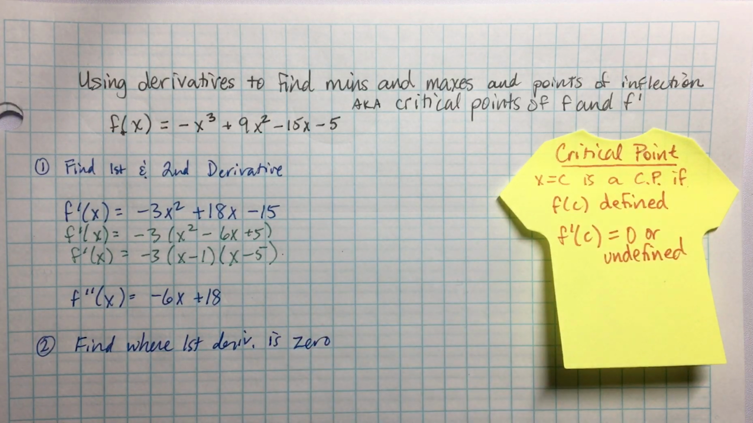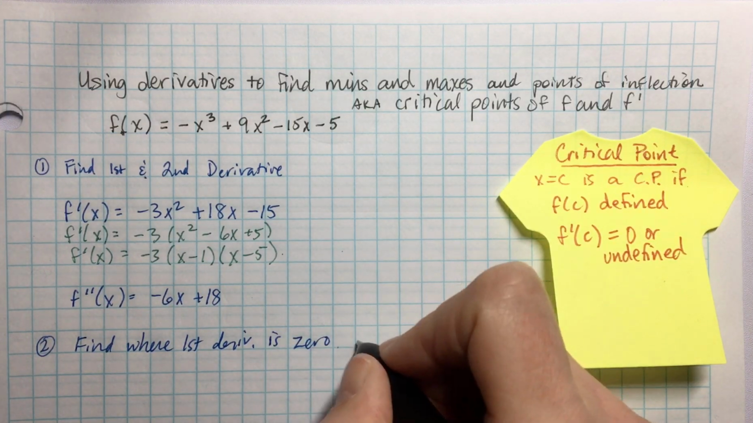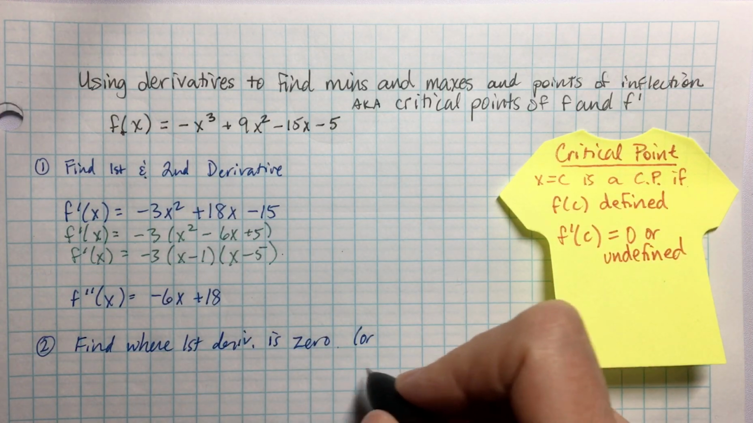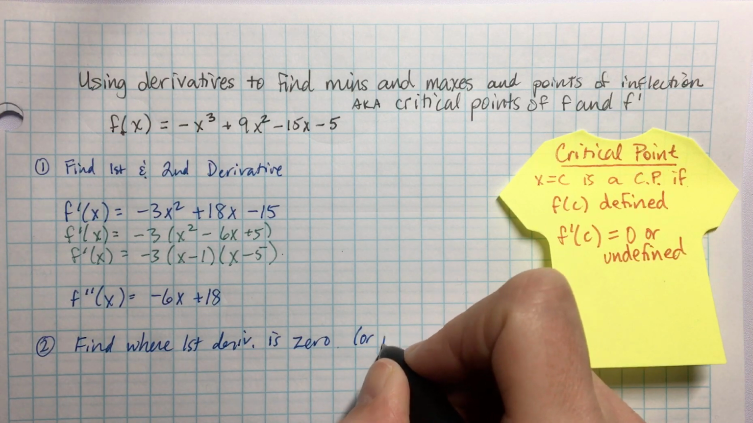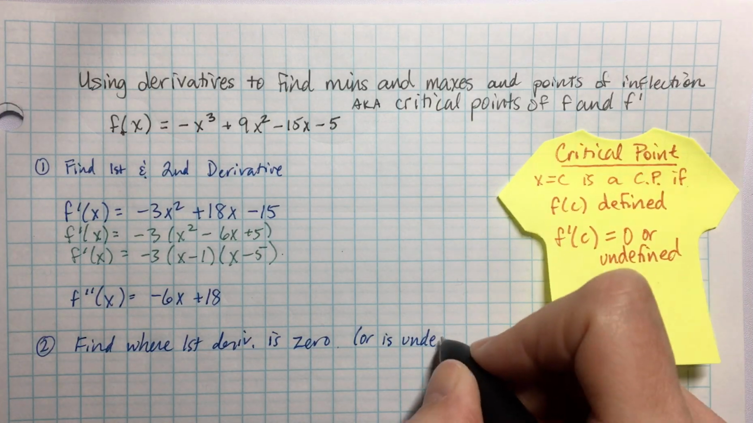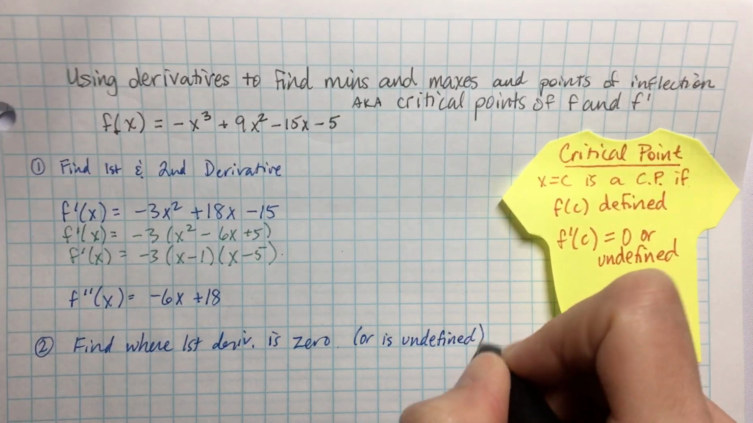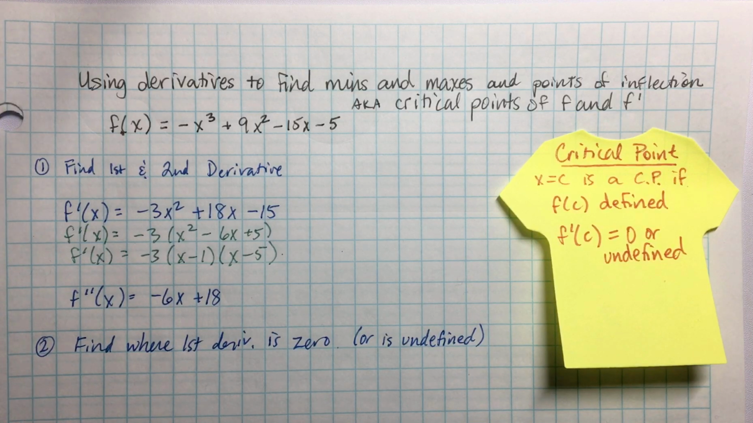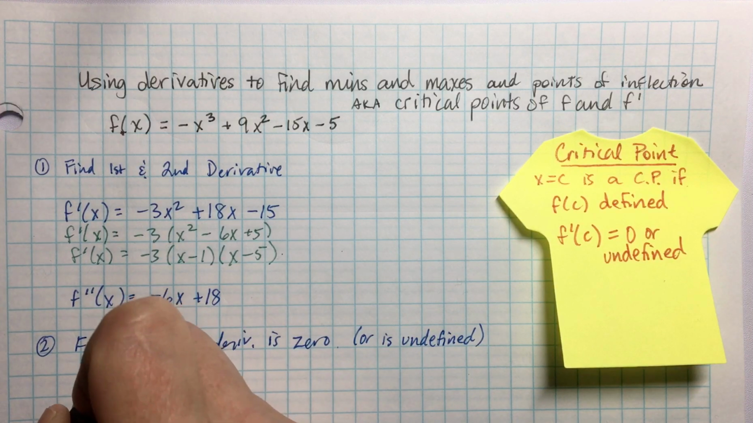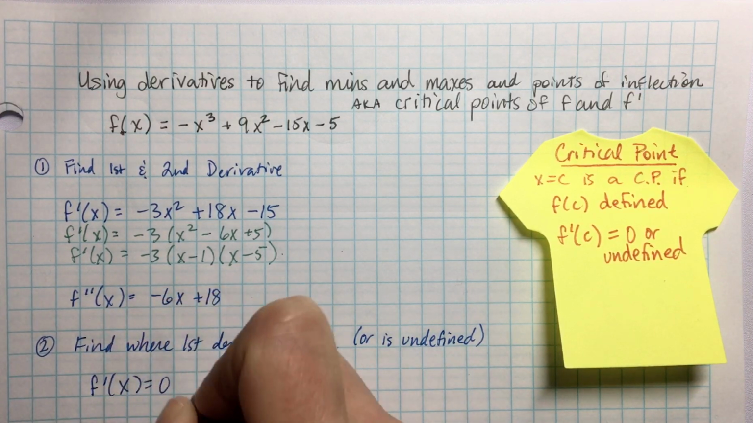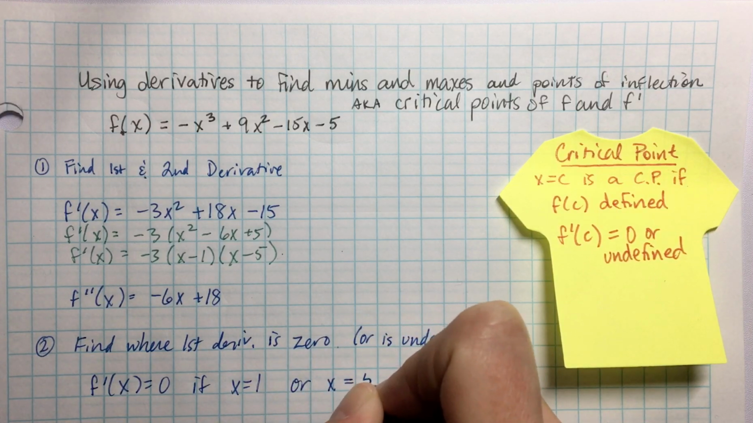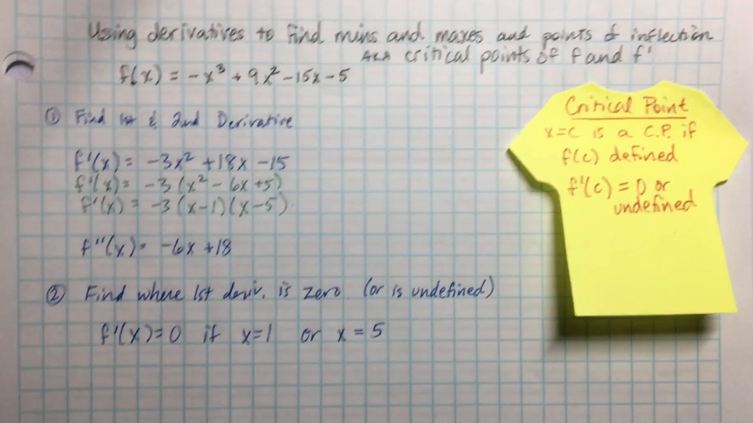And that also could be where the first derivative is undefined. In this case, obviously, we have a cubic function. It's a nice smooth curve, and it's defined for all values of x. A function that has a divide by 0 in it, for example, would be where those undefineds might happen. So looking at this factored form, f prime of x equals 0 if x equals 1 or if x equals 5.